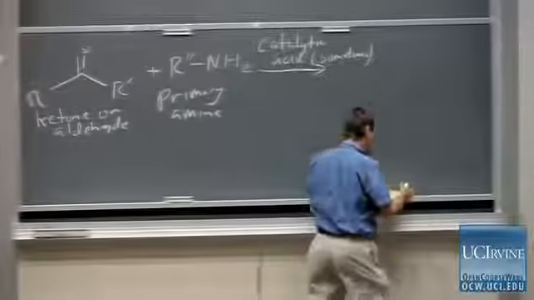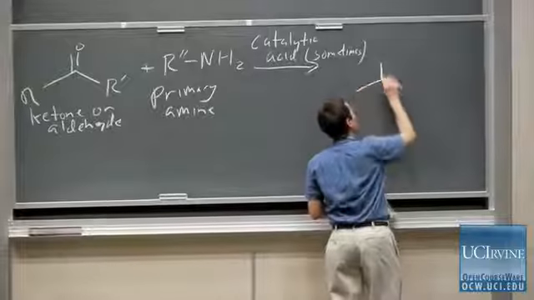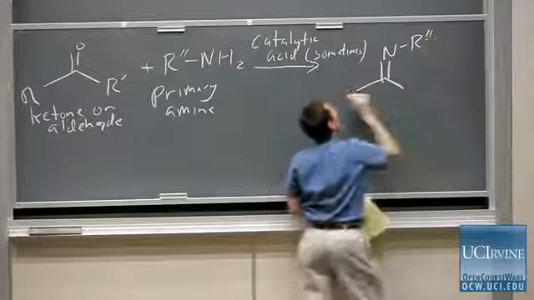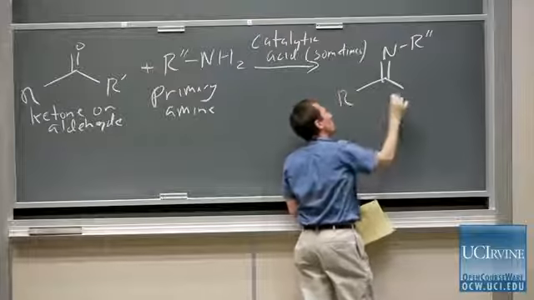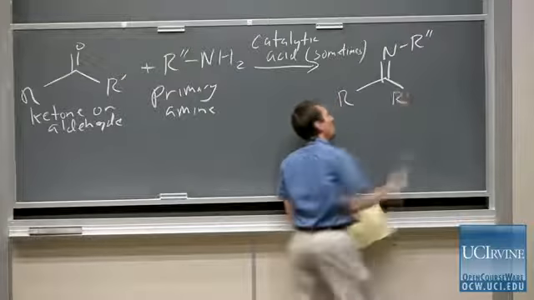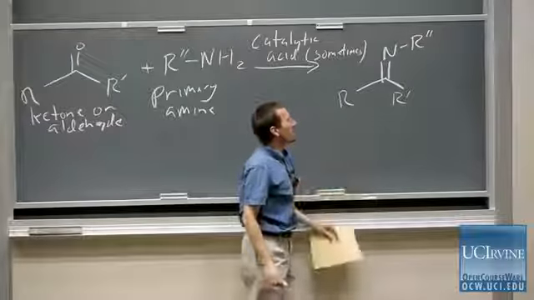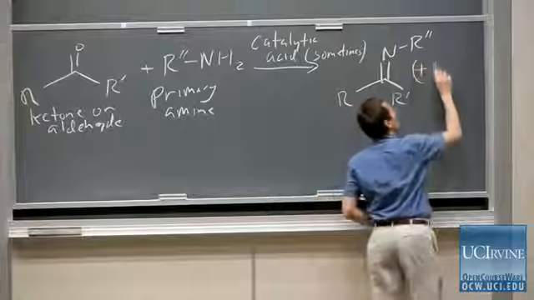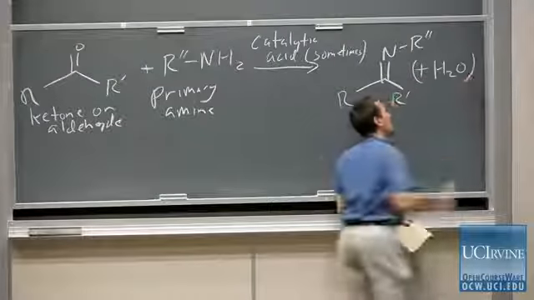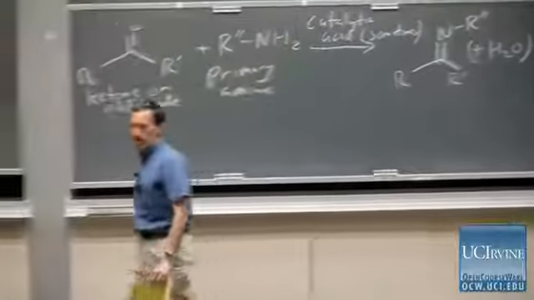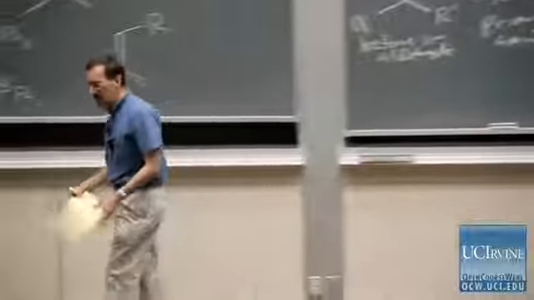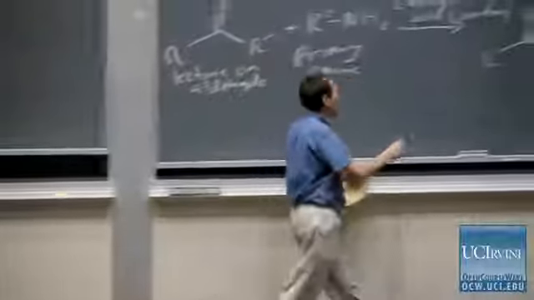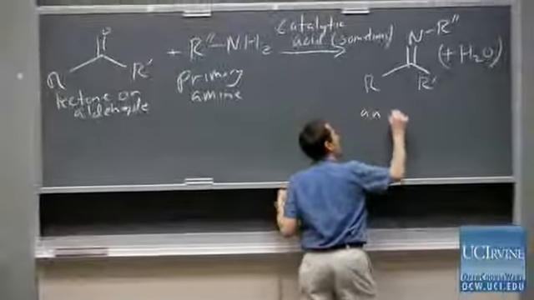So the product of this reaction is an imine, where the nitrogen's R group is derived from the primary amine. And the imine has this structure. Organic chemists are terrible about writing balanced equations, but the other product of the reaction is water. And that actually gets important in driving the reaction. So I'll write out the name for this. I'll just say an imine.